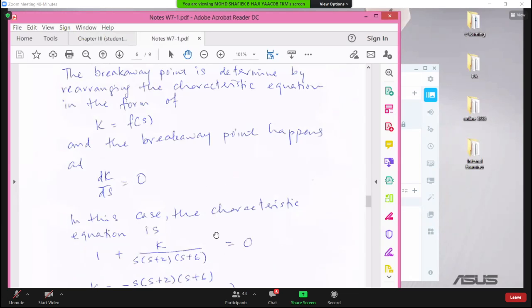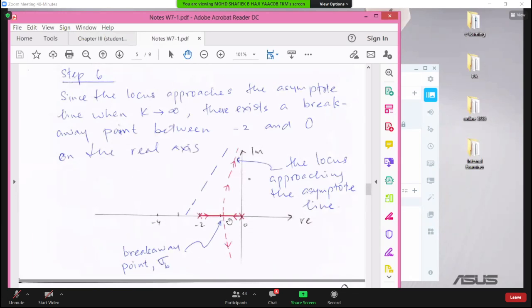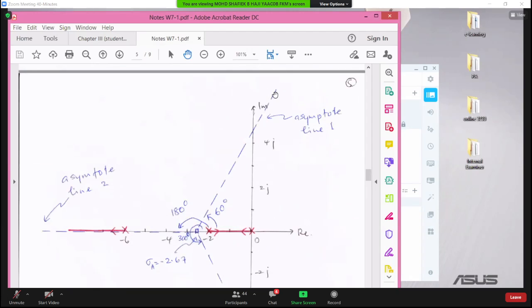You can see here that the locus is going to break away at that point, and it's going to asymptote with this asymptote line. At some point, it's going to cross to the right of the imaginary axis. Let's go back here. This is our asymptote line, and it's going to break somewhere at 0.9. It's going to approach the asymptote line. At some point, it's going to cross over. Our locus is going to cross over to the right of the imaginary axis.